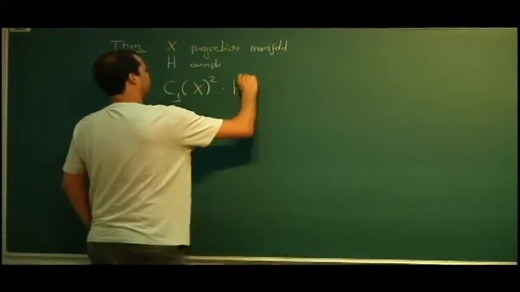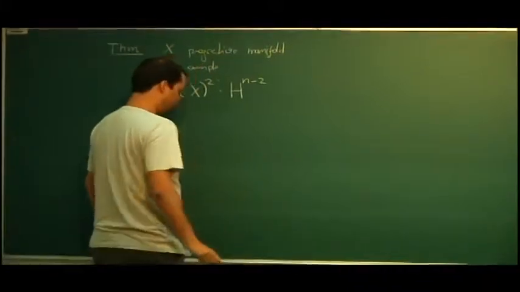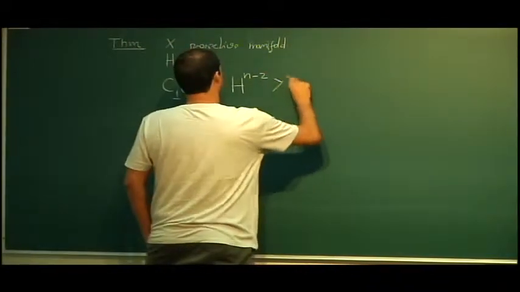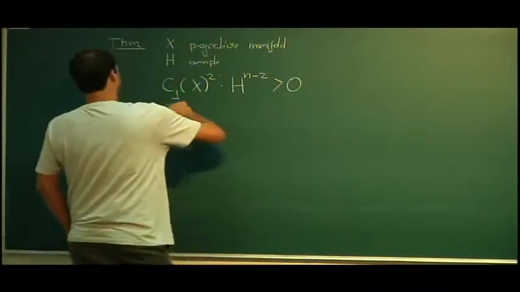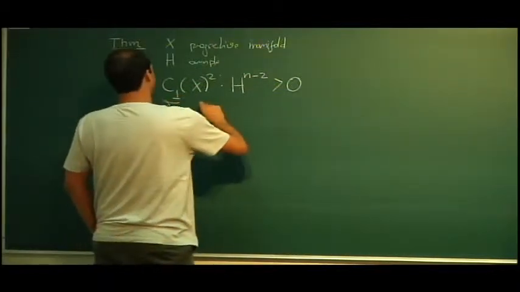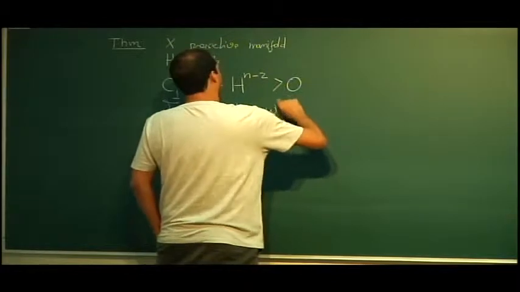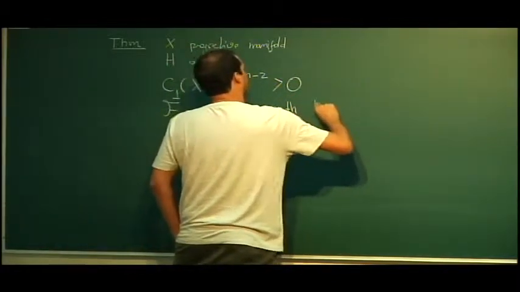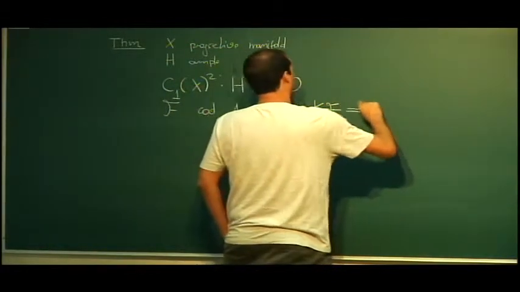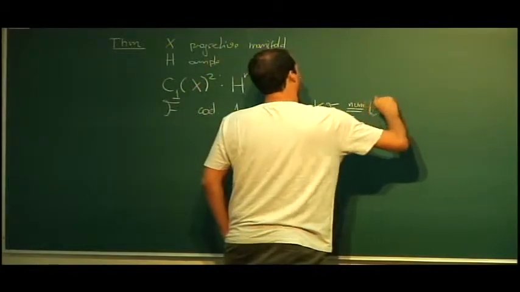c1(X) squared times H^(n-2) is bigger than 0, and that on this variety we have a codimension 1 foliation with numerically trivial canonical bundle.